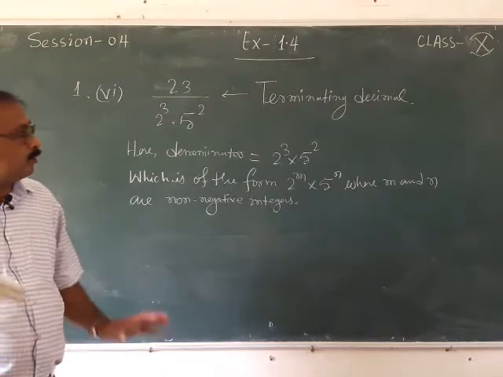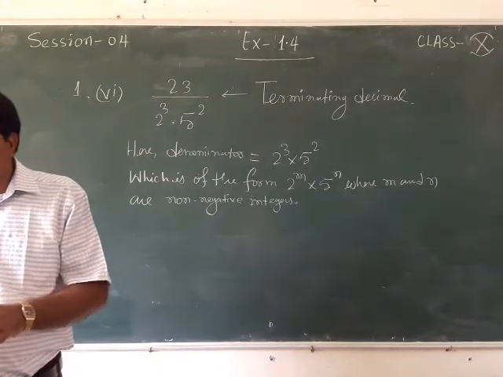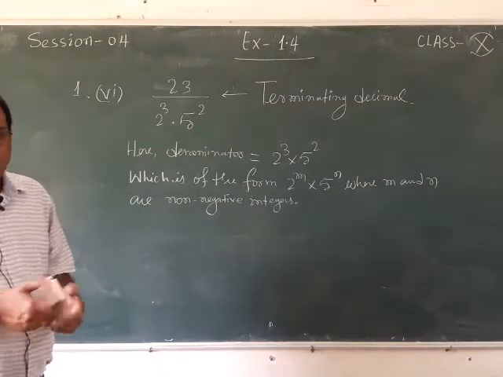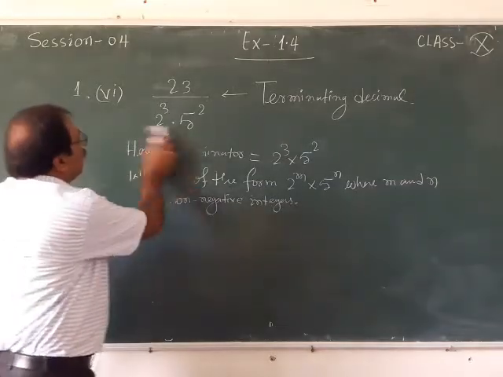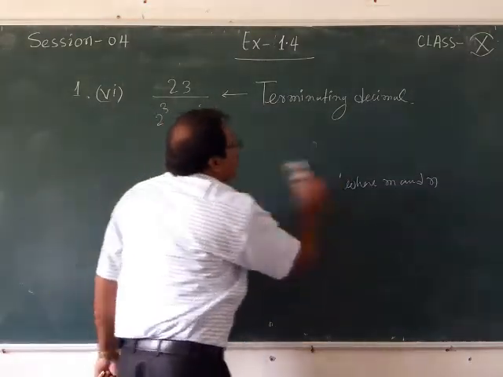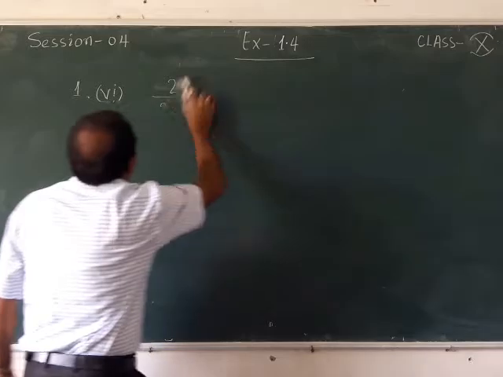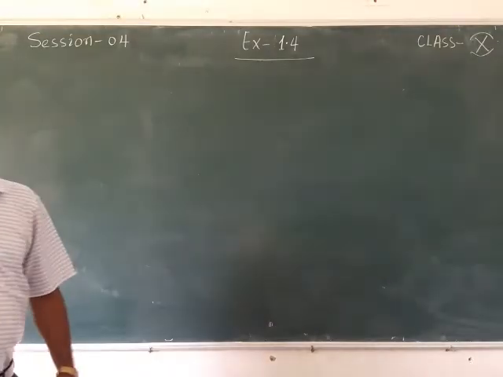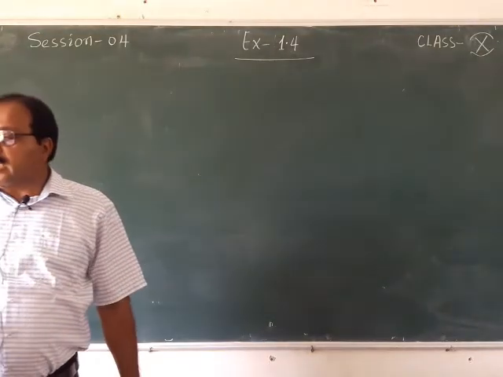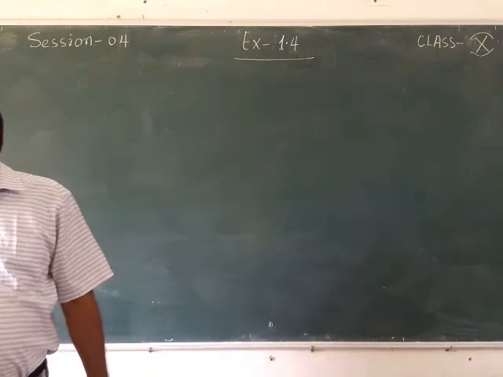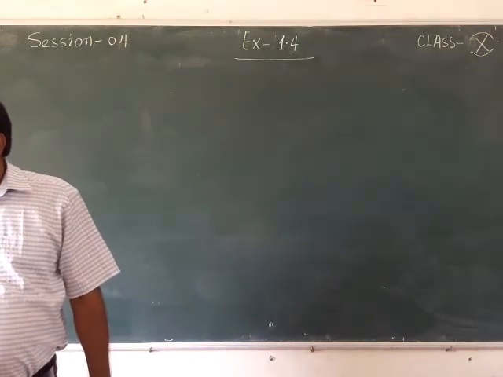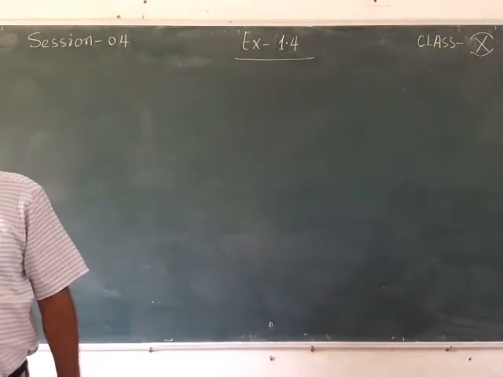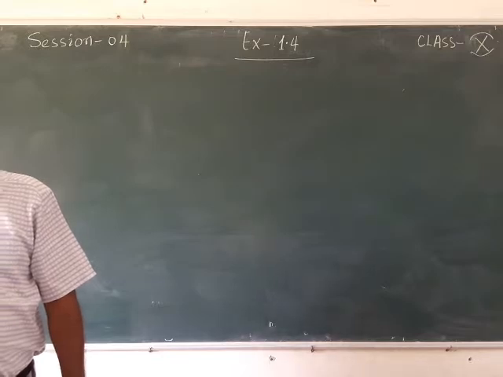Okay, I hope that now it is clear to you all. So one question we will do. Now I am going to do question number 2 of this exercise. You can see question number 2 is there. Write down the decimal expansion of those rational numbers in question 1 above which have terminating decimal expansion.